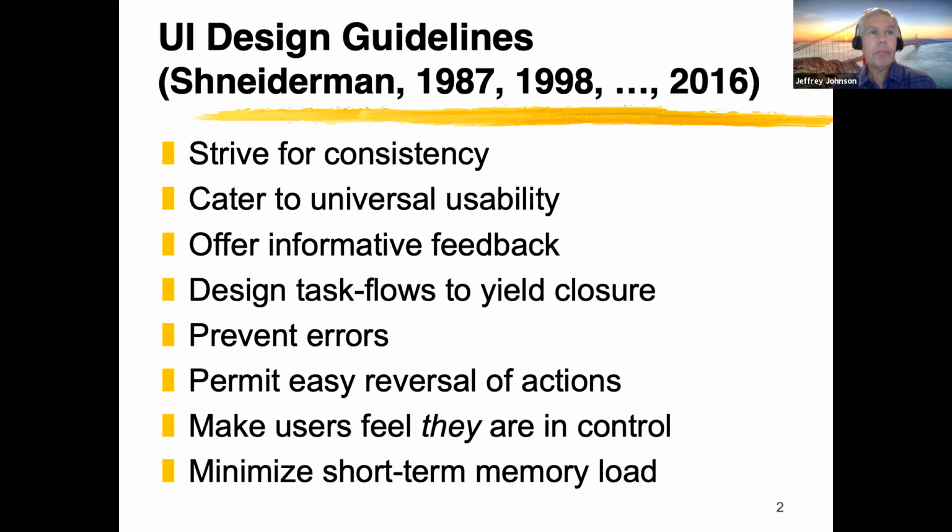But of course, computer technology has changed a lot since 1987, before most of you were born, probably before all of you were born. And so these are the kind of design guidelines that user interface designers and front-end developers have used to guide their design of front ends. And so things like strive for consistency, cater to universal usability, prevent errors, permit easy reversal of actions, make users feel that they're in control, minimize short-term memory load. And so those kinds of guidelines have helped people design computer systems since, like I said, the 80s.